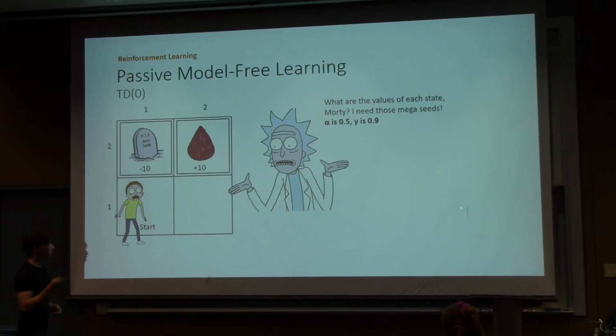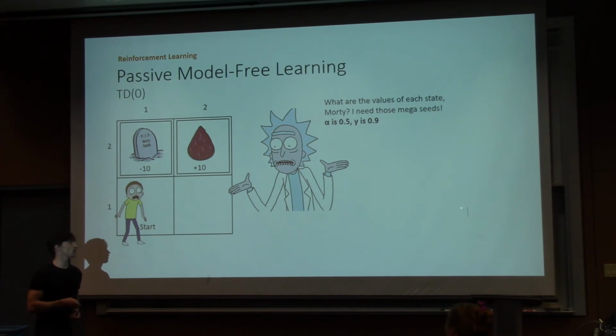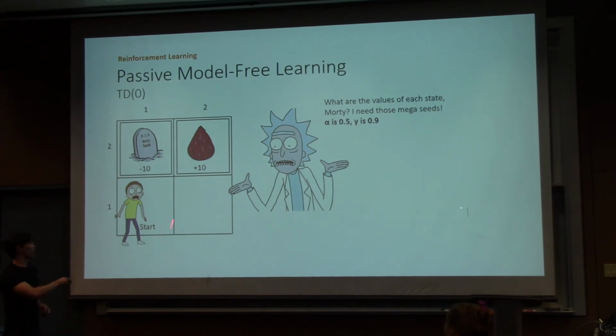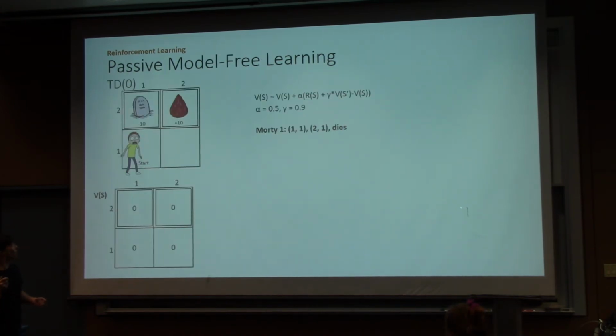So now, with TD0, we are trying to find the values of each state. And we have this layout here. Now these rewards aren't actually known, but they are the rewards that they're going to get for landing in those states. So, let's say we have one Morty. And this is Morty's total life. He goes from state 1-1 to state 2-1, and then he dies.